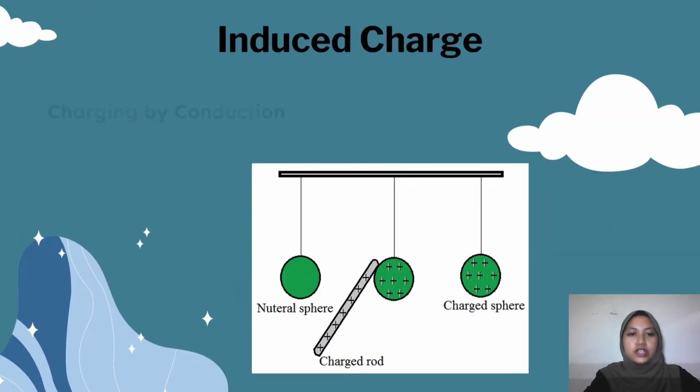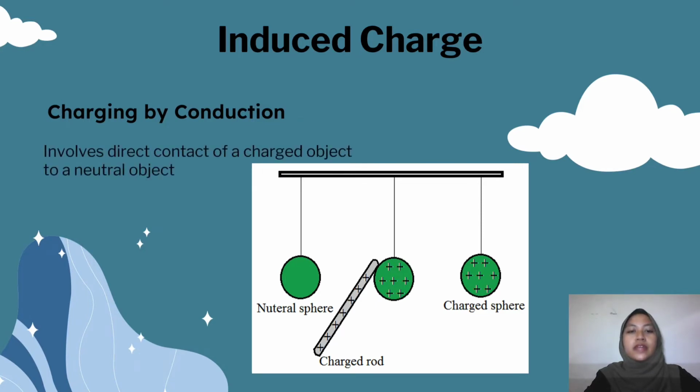Next is induced charge. The first induced charge is charging by conduction. It involves direct contact of a charged object to a neutral object. For example, when the rod with positive charge touches the neutral magnetosphere, the electrons in the magnetosphere will flow to the positive rod because it attracts to the positive charge. Then it will leave the magnetosphere positively charged.